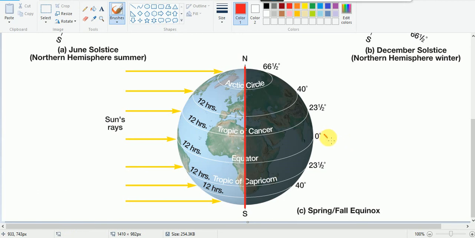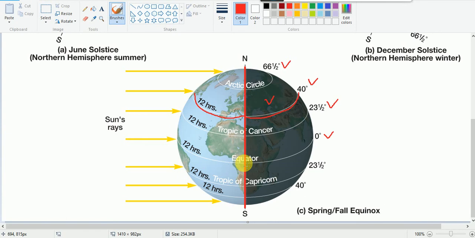be it along the equator, or along the Tropic of Cancer, or at 40 degrees north, or at 66.5 degrees north. Everywhere the duration between the daytime and the nighttime will be equal. See here, at 40 degrees north, this side represents nighttime, and the duration of the nighttime is 12 hours, and here the duration of the daytime is also 12 hours.